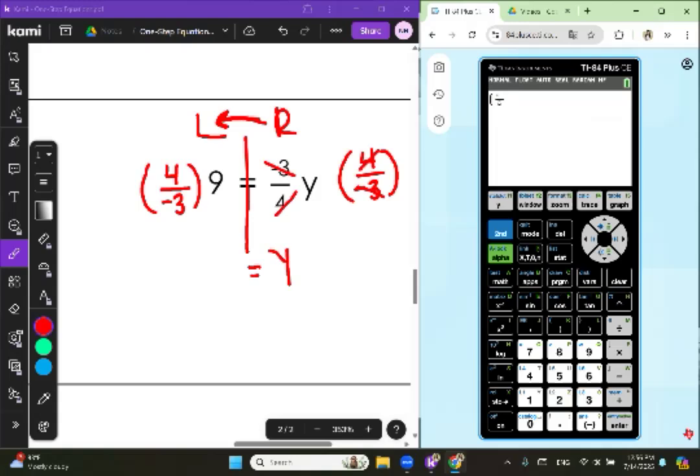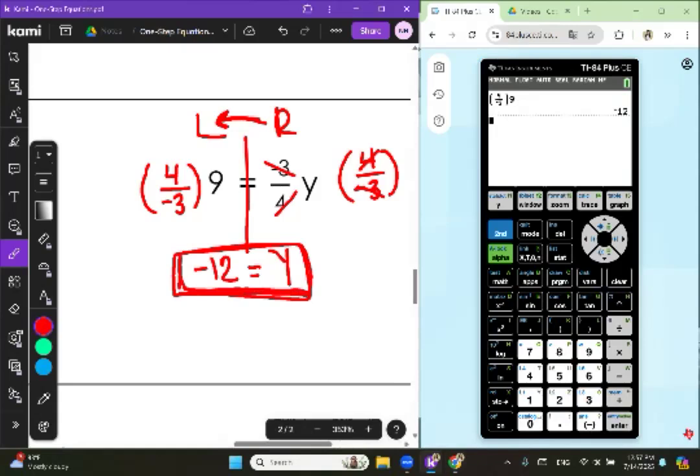So 4 over negative 3, times 9. Go to the side before you close your parentheses. Notice I typed it in the calculator exactly the way it's written here. And we get negative 12. I think 12 is a very popular answer with this set of notes. Just FYI. Okay.